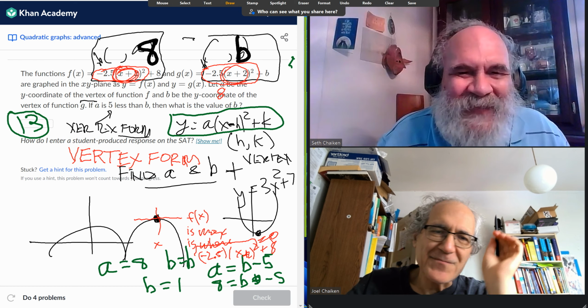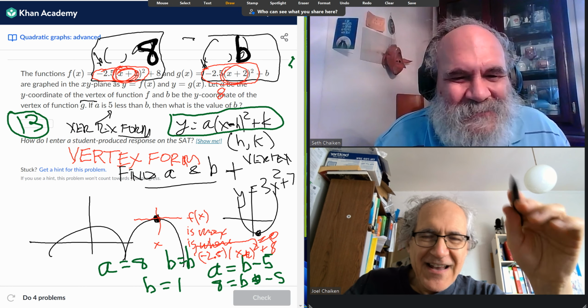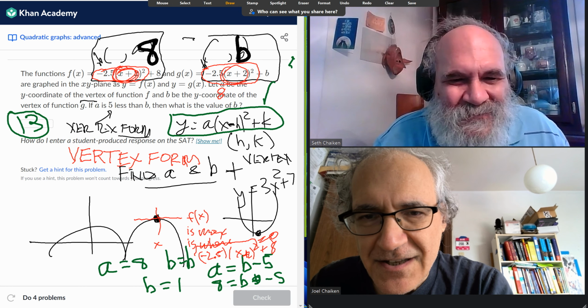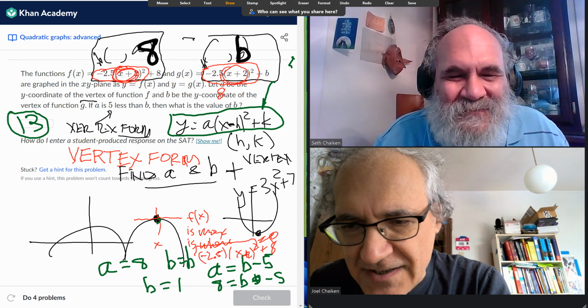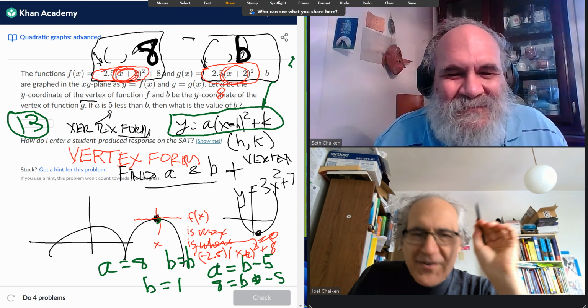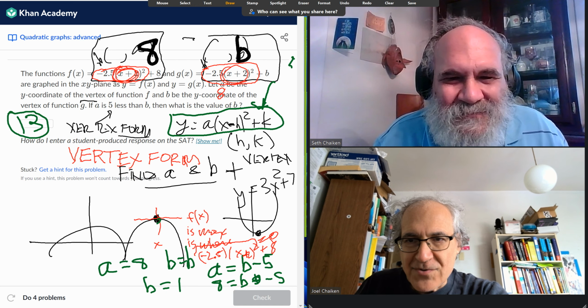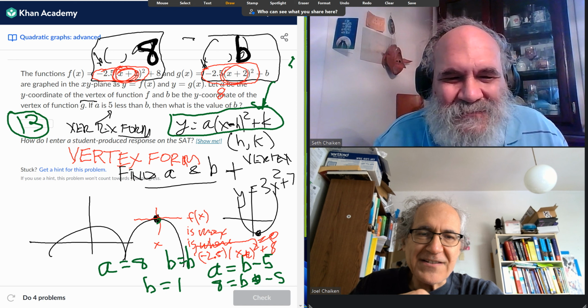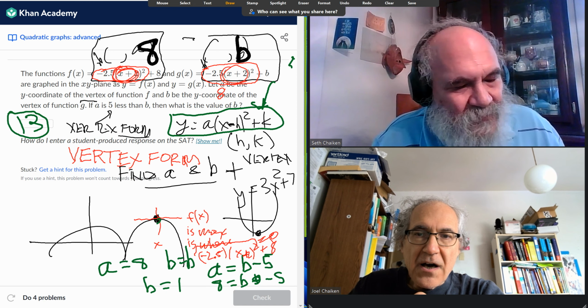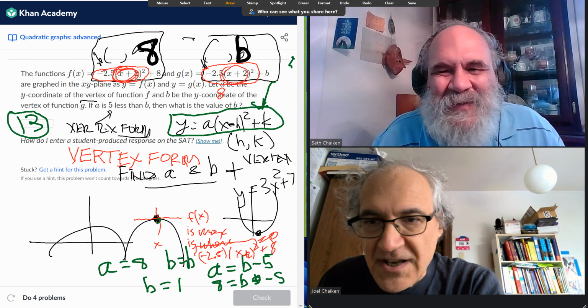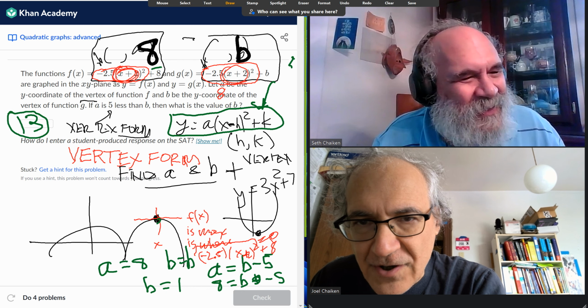First thing, Seth went off on a tangent about how do you know that this is the vertex. As an engineer, if you're taking the math SAT, you should be very familiar with vertex form as opposed to analyzing it and deriving it from scratch. So you would just pick the y values of the vertex directly off the equation, A and B.